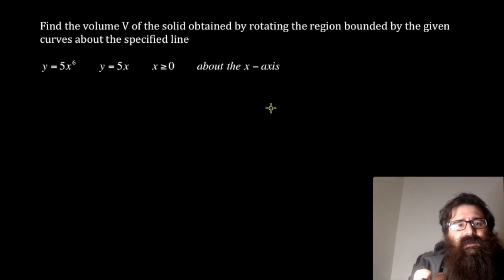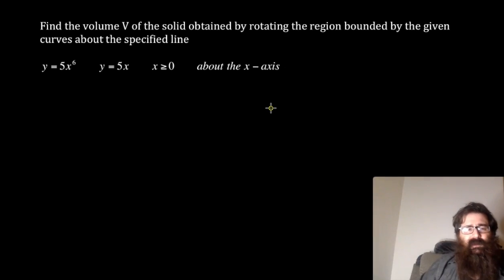Find the volume V of the solid obtained by rotating the region bounded by, here we have curves y equals 5x to the 6th, y equals 5x. We have a restriction that x is greater than or equal to 0, and we're rotating about the x-axis. You know me, I like to get a graph going.